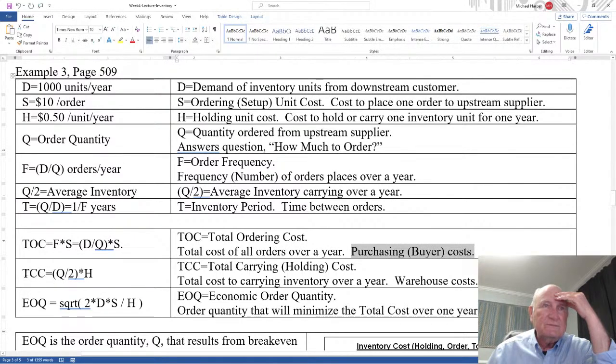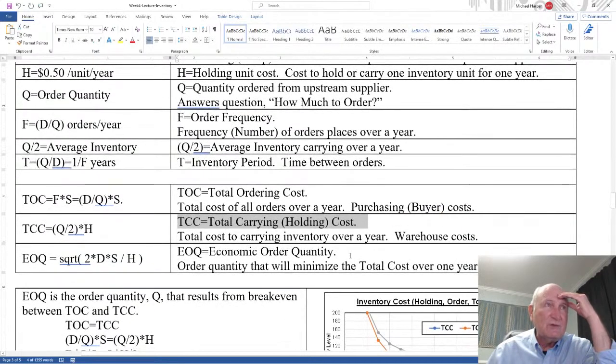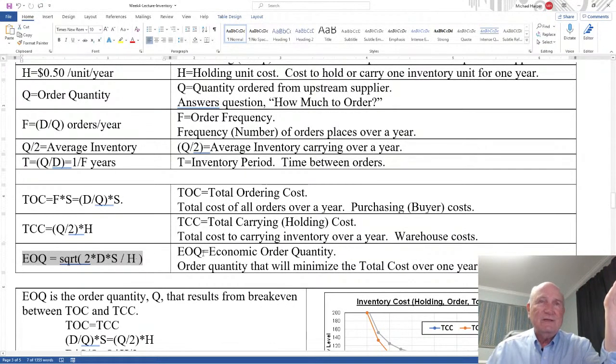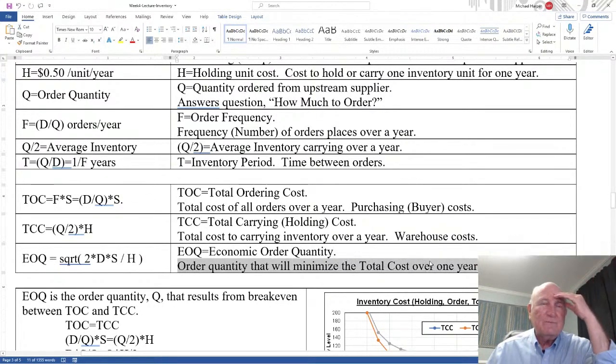Then the total carrying cost or holding cost, that's your inventory cost, your warehouse cost. Well, that's your average inventory over a year times how much it costs to carry each of those items over a year, your unit holding cost. And finally, your EOQ is going to be the square root of 2 times D times S over H. That's the equation. That order quantity will minimize the total cost over a year.